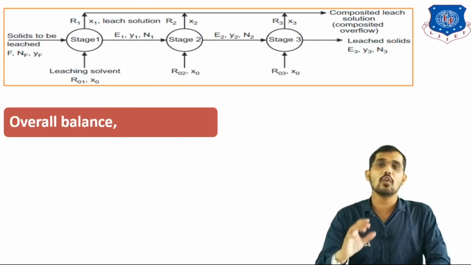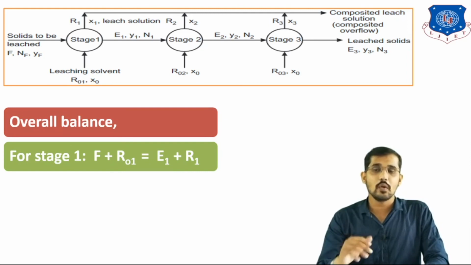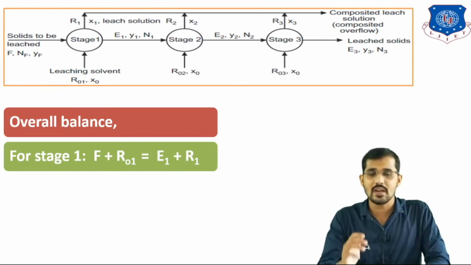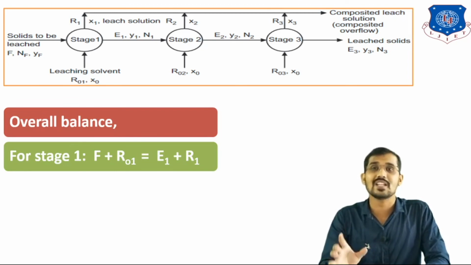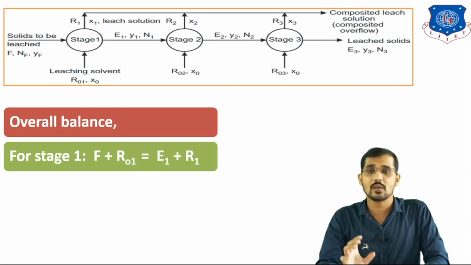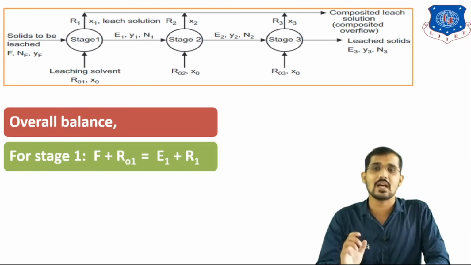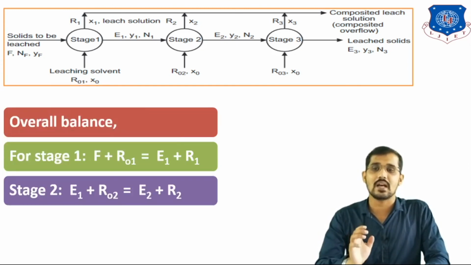Now, we will see the overall material balance. So you can see here overall material balance for stage 1. We are going to write overall material balance for each stage now. For stage 1, here we are not going to consider mass fractions. Here we are going to consider only the total mass of the solution or total mass of the streams. So for the first stage, F plus R0 1 is equal to E1 plus R1. For the second stage we can write E1 plus R0 2 is equal to E2 plus R2.